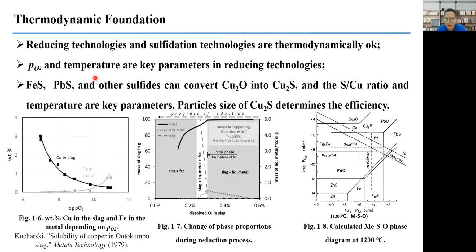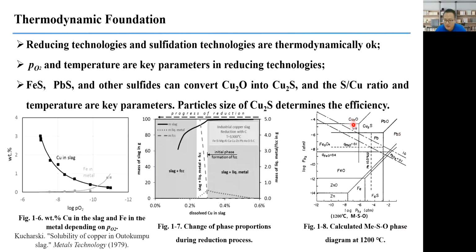And by verifying the temperature, we can get phase transition of oxidic copper in the slag. And from this table, or from this picture, we can find here, so this is iron sulfide, this is lead sulfide, this is copper sulfide. And the chemically dissolved copper is oxide.